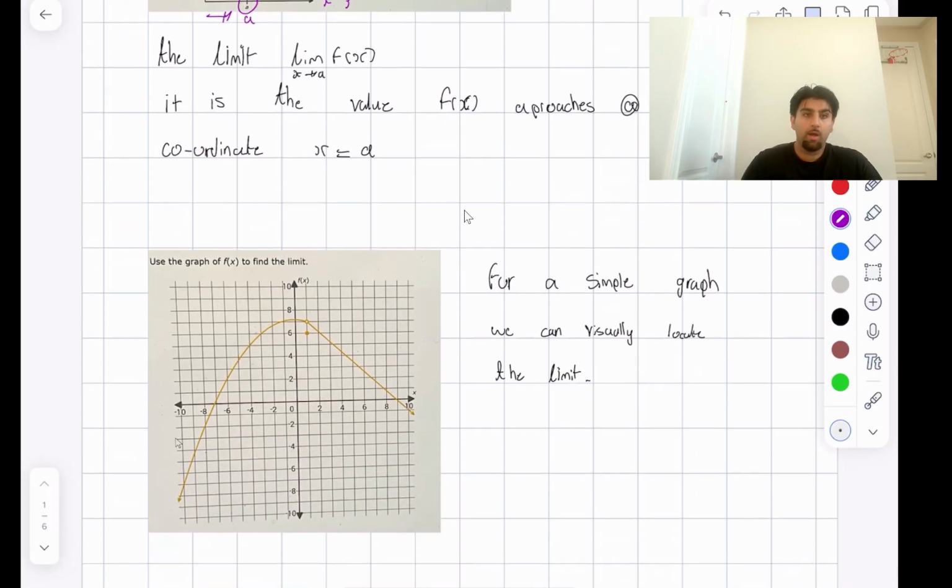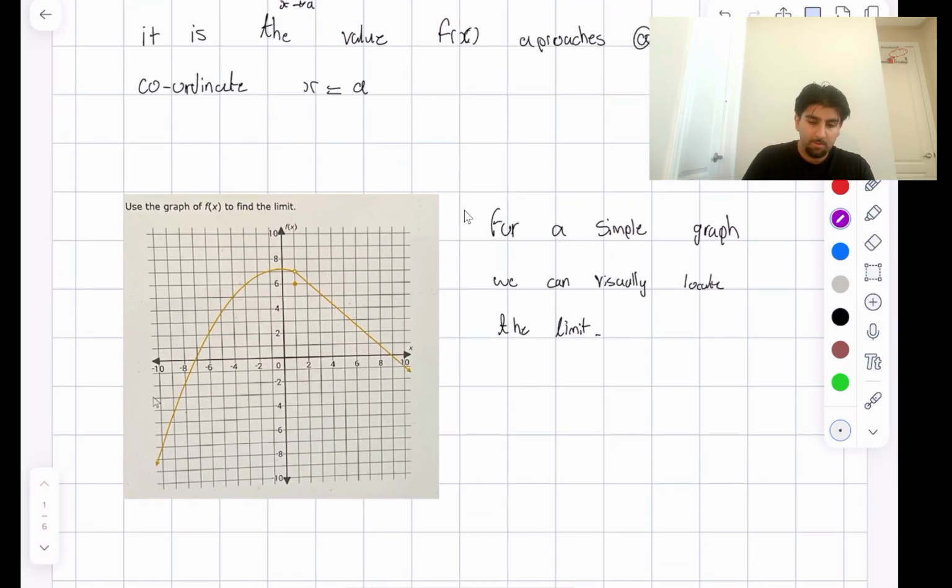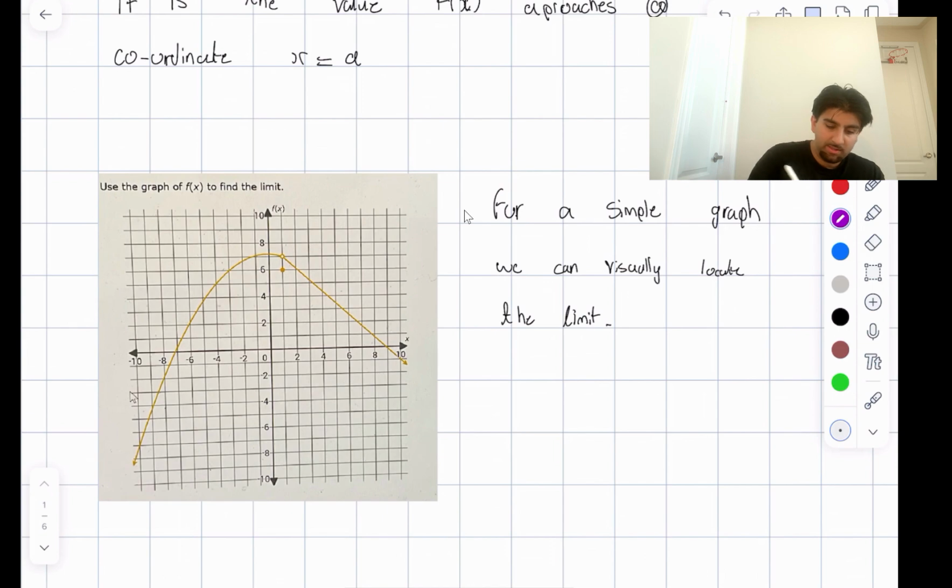So an easy way to look at a limit is visually on a graph. For a simple graph, you can just see, right? If we want to find the limit as x approaches, this arrow here means approach in this scenario, okay? X approaches 1. It's asking us for this limit here as x approaches 1.